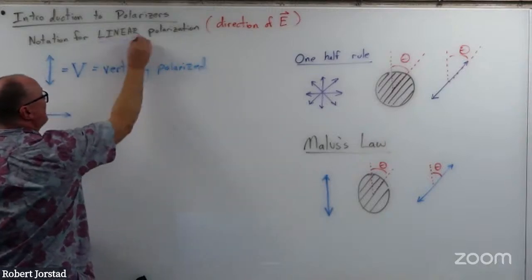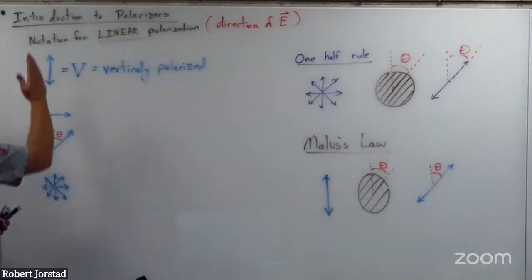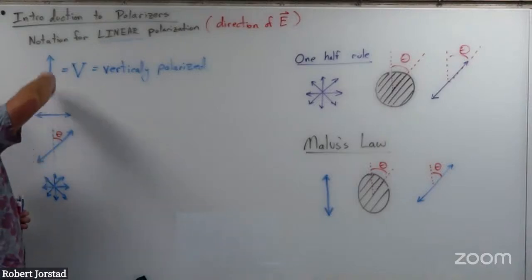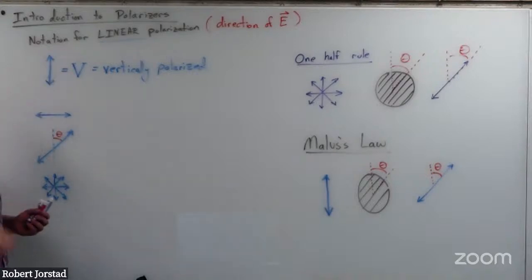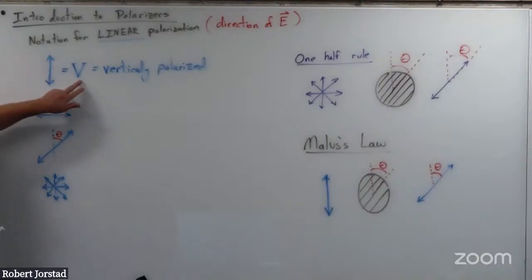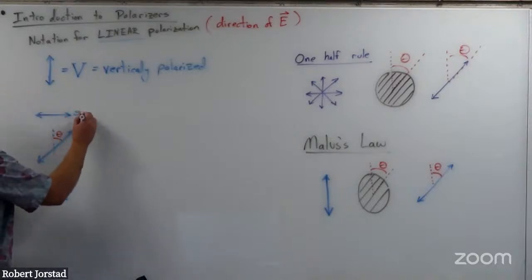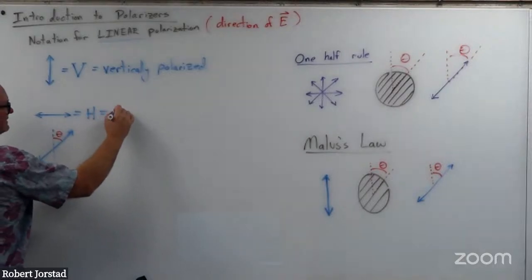What do I mean by linear polarization? I mean in a line, as opposed to some light that can be circularly polarized, where the electric field keeps oscillating and rotating. That's not what we're talking about. We're only going to start with linear polarization. So if something is vertically polarized, you might see it as V. I'll oftentimes just draw it as an arrow up and down like this. Okay, take a guess what this is. You're right. Horizontally polarized light.